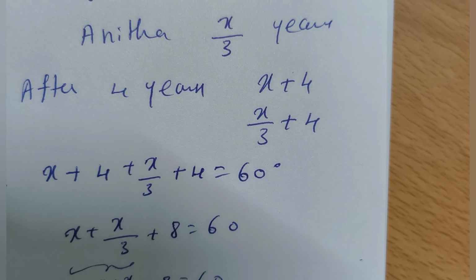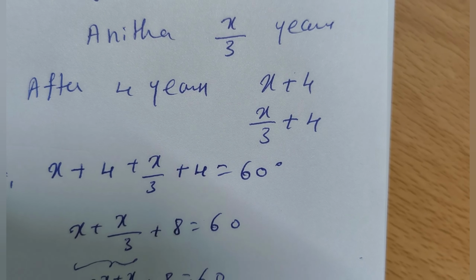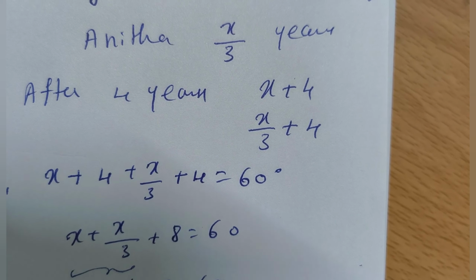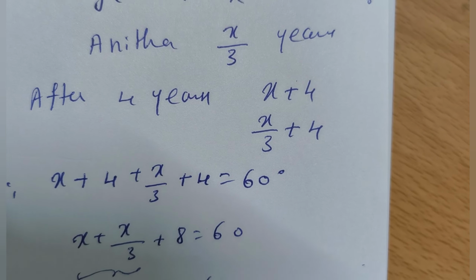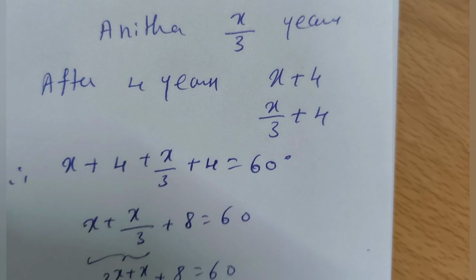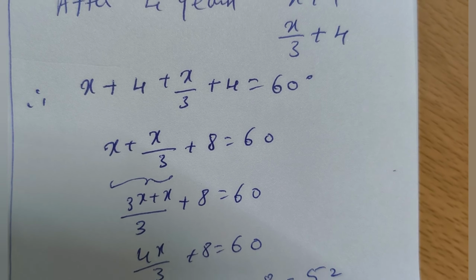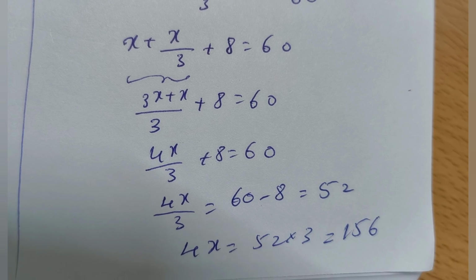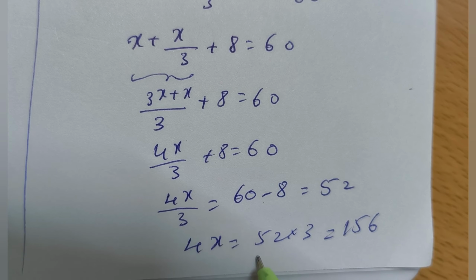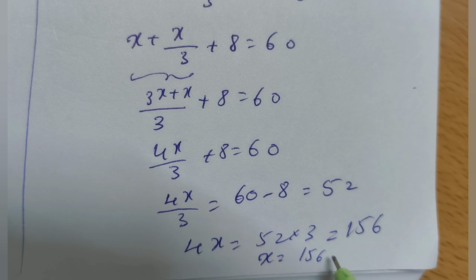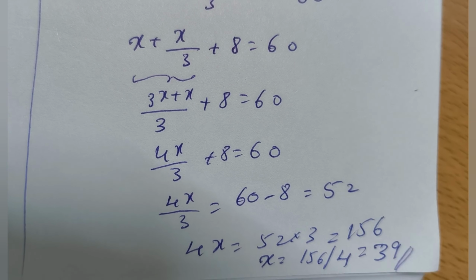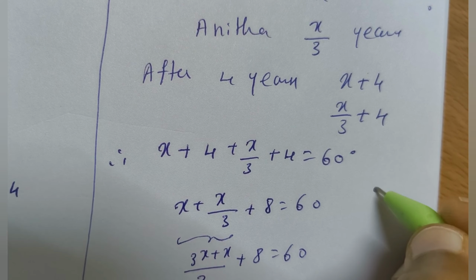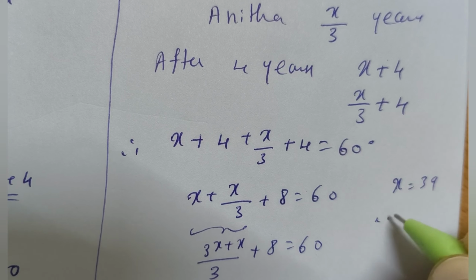Here it is given, after 4 years the sum of their ages will be 60. So the father's age will be x plus 4 plus Anita's age, that is x by 3 plus 4, is equal to 60. By simplifying we get x is equal to 39. So that is her father's age. Now we want to find the age of Anita, that is x by 3. 39 by 3 is equal to 13 years.